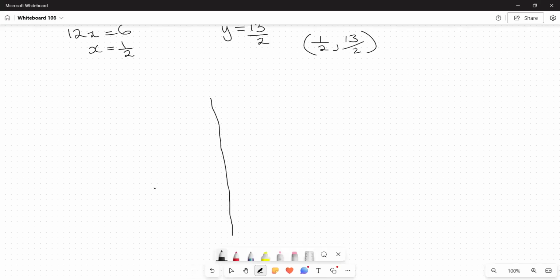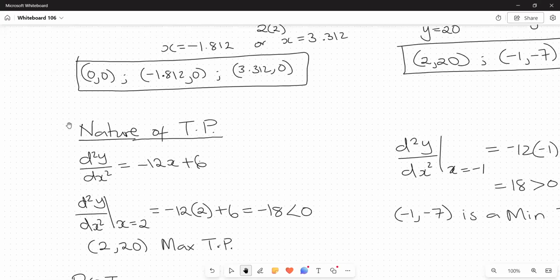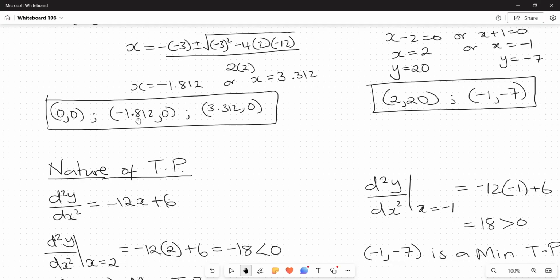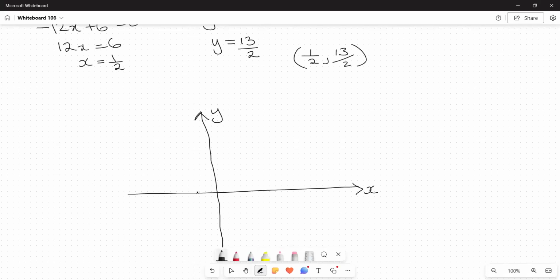You draw your x and y axis, making sure they are clearly labeled. There's your x-axis, there is your y-axis. Then you start plotting your points. We have our intercepts: the origin (0, 0), -1.8, 0, and 3, 0. So you plot those. You have one intercept here at -1.8. You have another one somewhere here at 3. Then you have another one over there.